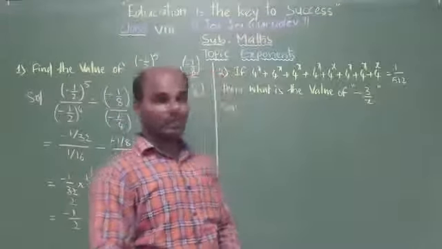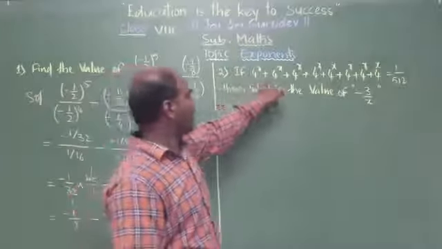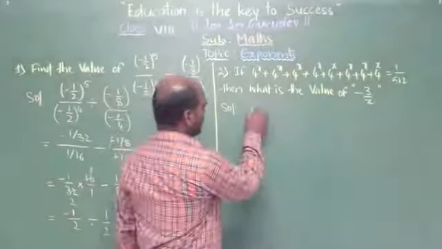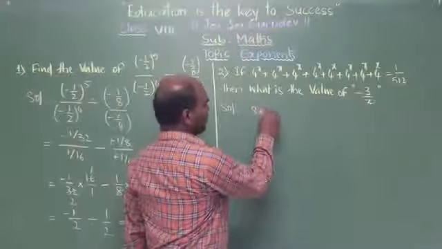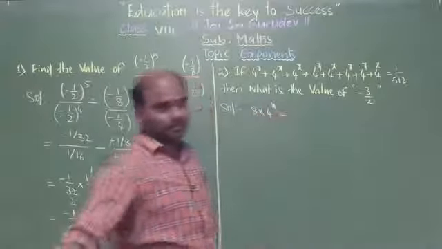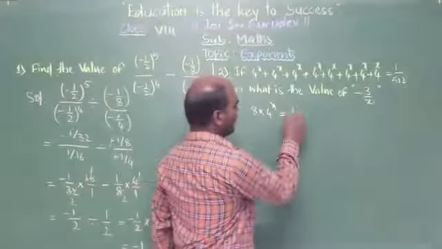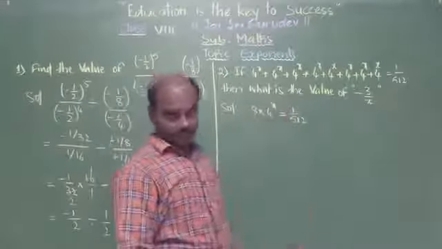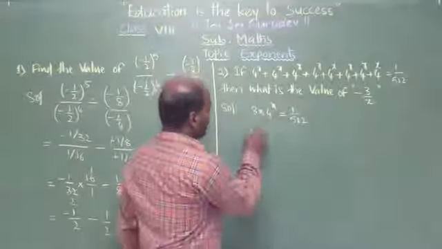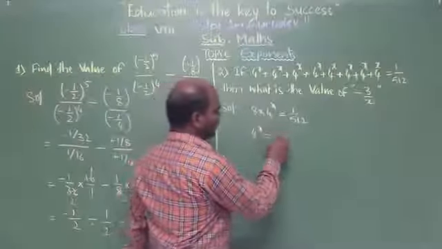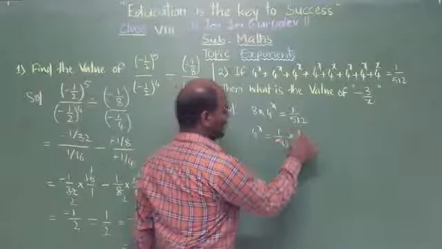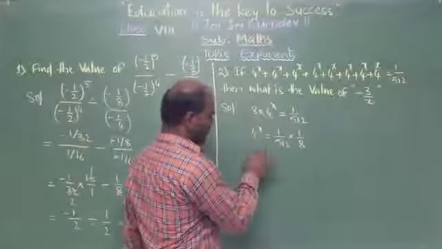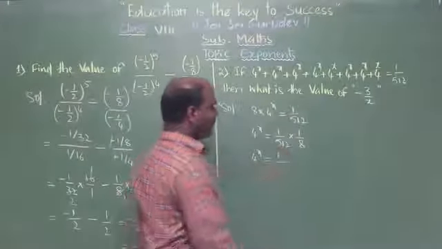First we have to find the value of x. To find that, 4 power x is how many times there, children? 8 times, no. So 8 into 4 power x is equals to 1 by 512. Yes. So I'll take the 8 to that side. So 4 power x is equals to 1 by 512 into 1 by 8.